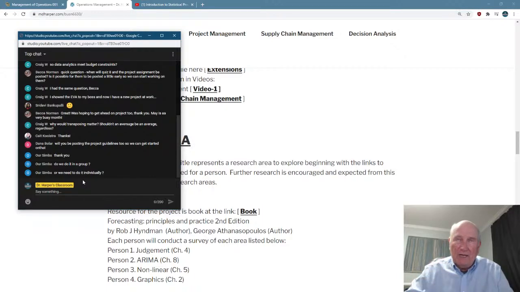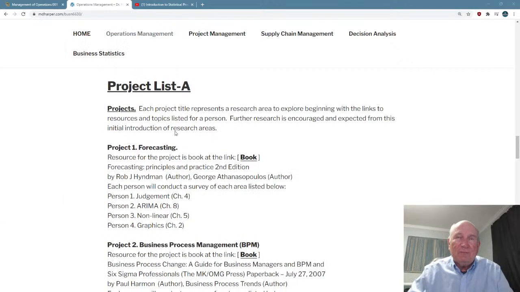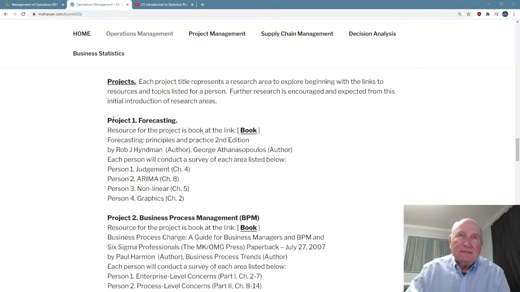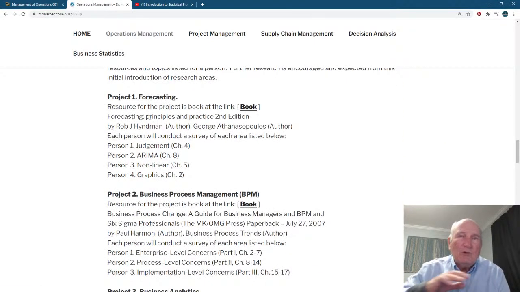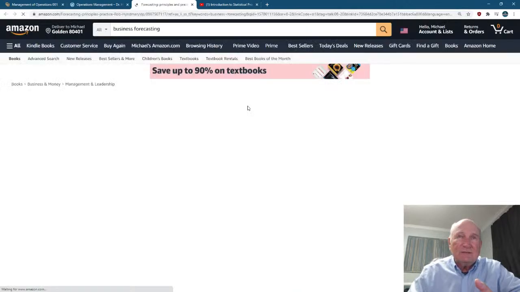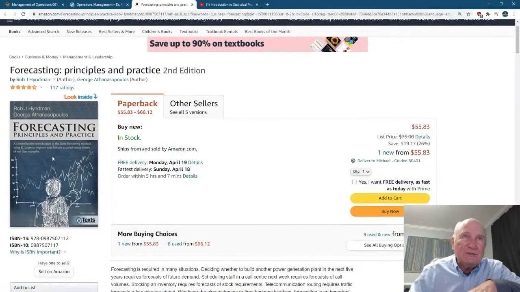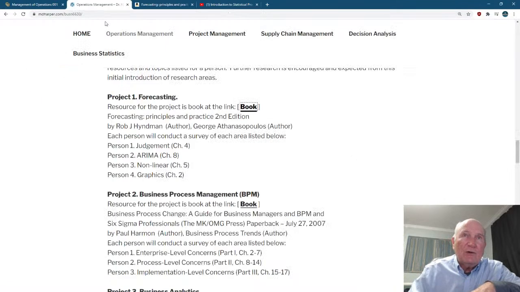Do it individually. But notice what I have here on my website. Like forecasting. Suppose, where'd it go? Here it is, forecasting. Suppose you get a group of 4 people. You're one of 4. All 4 of you want to do forecasting, right? Okay. Well, right here you can get this book. Let's go ahead and click on it. What is it? Oh, a very practical book on forecasting, right? And you say, okay, well, chapter 4 could be one person, judgment. Chapter 8 is ARIMA models. Chapter 5 is nonlinear models. And chapter 2 is graphics.